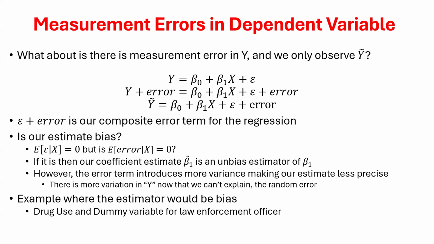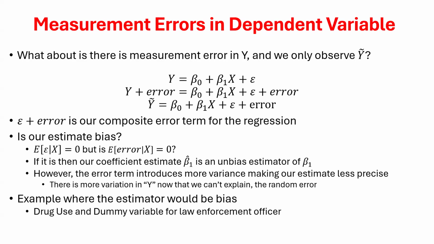So anytime the measurement error is related to your X variable, you've got non-classical measurement error, and that will cause bias in your estimate. It's the same sort of story we talked about for measurement error in your independent variable. It's just that now, if it's not related to the X value, you don't have attenuation bias, you don't have any bias at all.